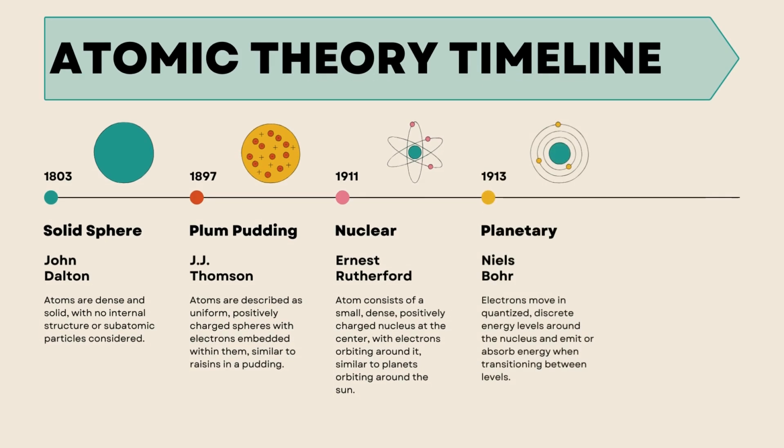Next, more studies and research occurred, and in 1913 Niels Bohr came. He gave us the planetary model. He said that electrons move in quantized discrete energy levels around the nucleus and emit or absorb energy when transitioning between levels. According to his theory, as you see in the diagram, a ball-like structure is present in the center and fixed orbits are present around the nucleus. The first orbit is small, then a larger subshell and then a still larger subshell. When electrons are present in a fixed orbit, they can't move above or below.